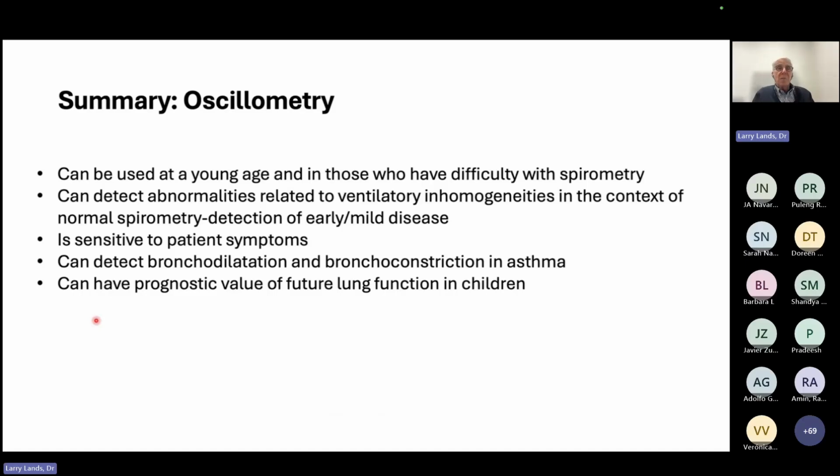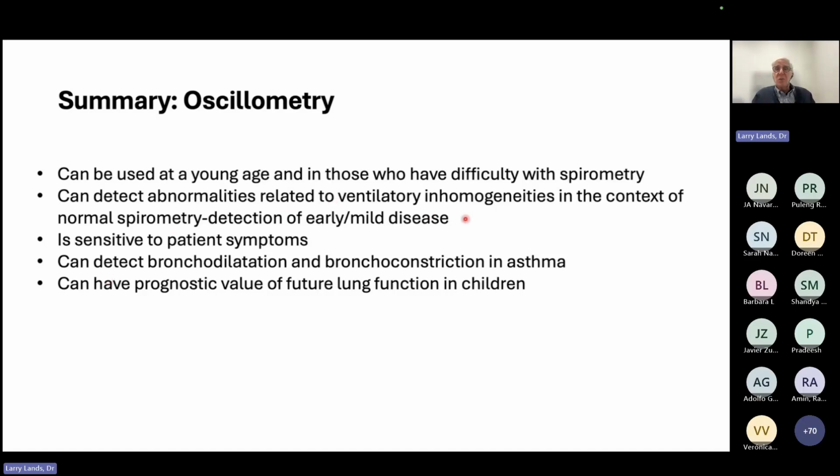So to summarize, oscillometry can be used at a young age. I would start with 5 and above, but once you feel comfortable, you can go down to 3 to 5-year-olds. Sometimes having them watch a video can be helpful. It's also very helpful in those who have difficulty with spirometry, both children and adults. I work in an adult lung transplant clinic, and I can't tell you how poorly patients perform spirometry. There's evidence that oscillometry is more sensitive than spirometry to detecting episodes of lung rejection.